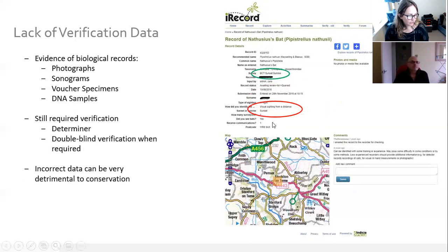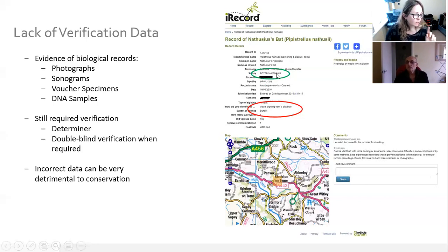And lack of verification data. This is quite spectacular. So, a record of Nathusius' pipistrelle in August, and their recording method was visual sighting from a distance. Now, I wouldn't record a Nathusius' pipistrelle based on a visual sighting from a distance myself, and I've been doing bat work for over 20 years.